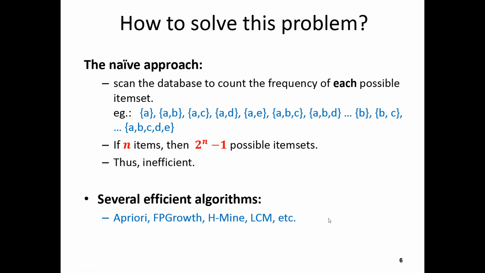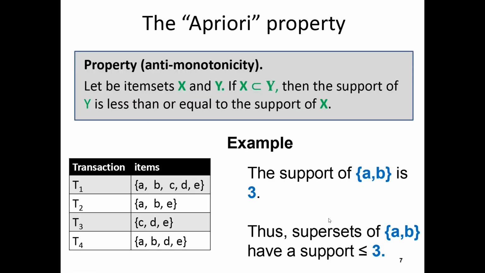Most of them use a very famous property. It is called the Apriori property or anti-monotonicity. So what does it say? It says if you have two itemsets X and Y, such that X is a subset of Y, X may be like AB and Y ABC, then the support of Y is less than or equal to the support of X. So let me explain this with an example.